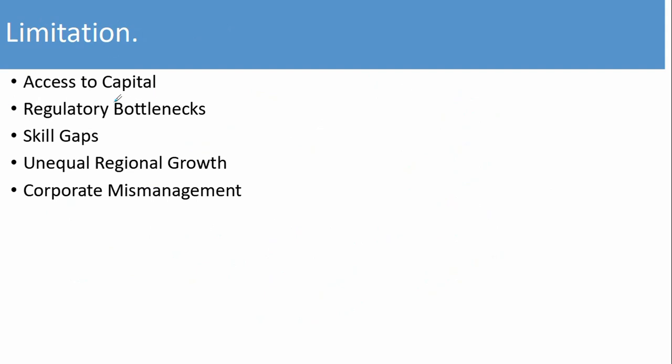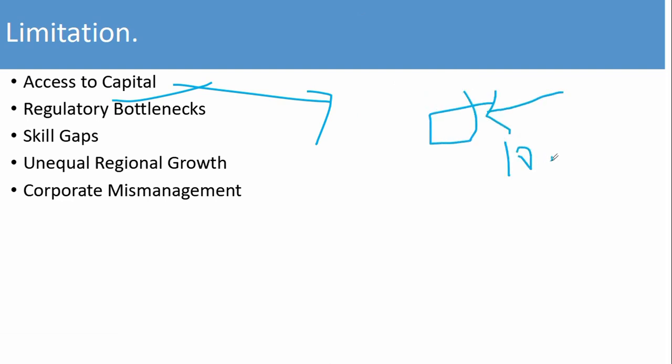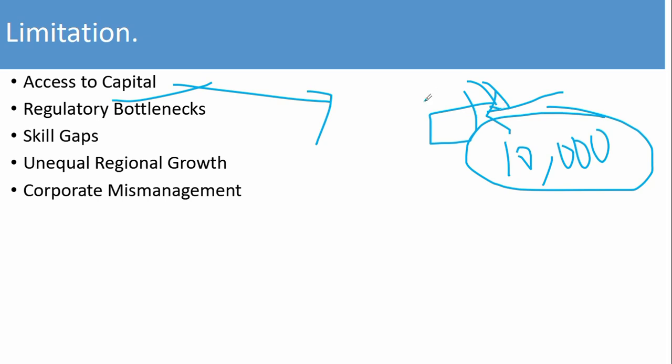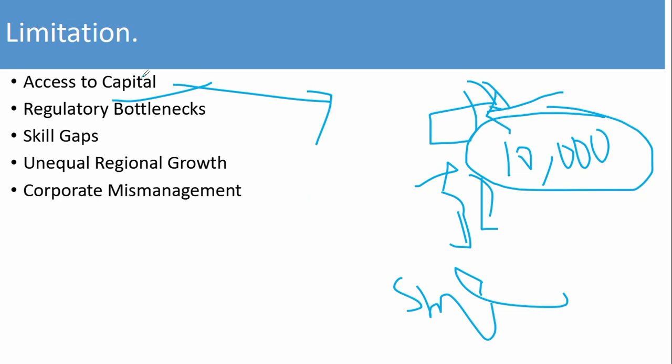Now, what are the limitations? Access to capital. Why access to capital? I want to explain it like this. Any startup you open, like an edtech, if it requires 10,000 crore, that should be invested by a foreign investor only. It is not possible to get it from a domestic investor. Investors don't want to invest in any small enterprise or small startup. That's why, if anyone opens a startup, there is a lack of access to capital. That is a limitation of Startup India.